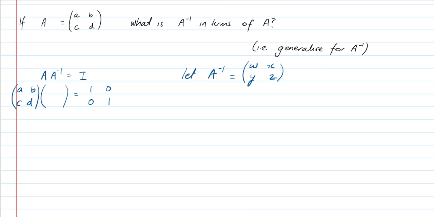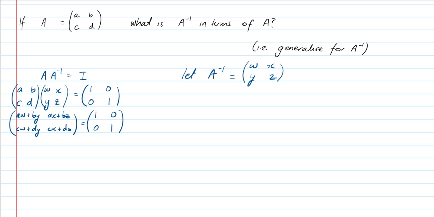So I've just gone to the other end of the alphabet, but of course you could do whatever you like. So w, x, y, and z are my A inverse values, and this of course is a matrix. I can multiply A and A inverse together, and it gives me aw plus by, and then ax plus bz, and then cw plus dy, and then cx plus dz. And that's going to be equal to 1, 0, 0, 1.